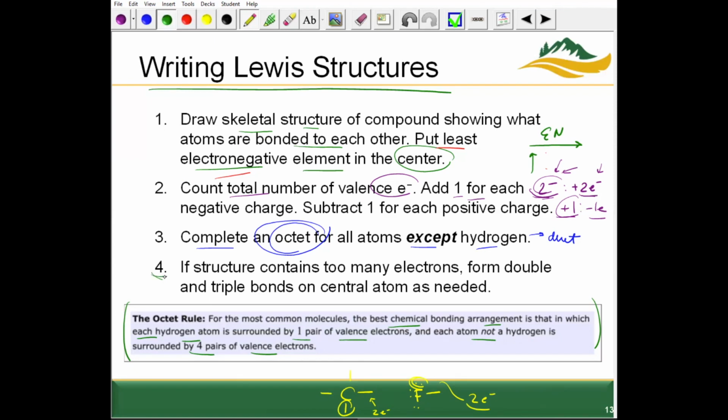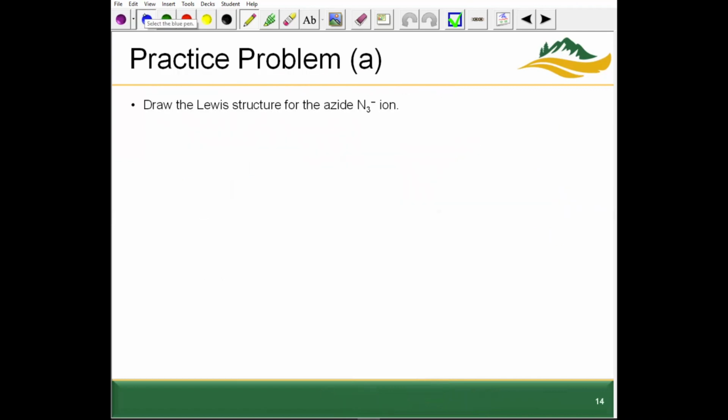Then fourth, if the structure contains too many electrons, form a double or triple bond on the central atom as needed. So we'll practice doing that. We'll see what happens as we start to draw these structures. Let's go for it now.